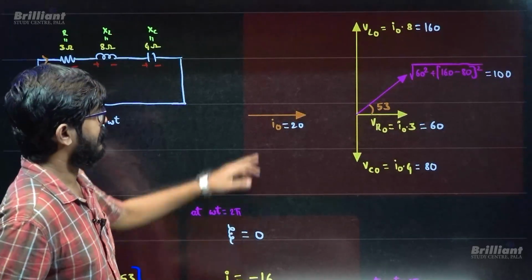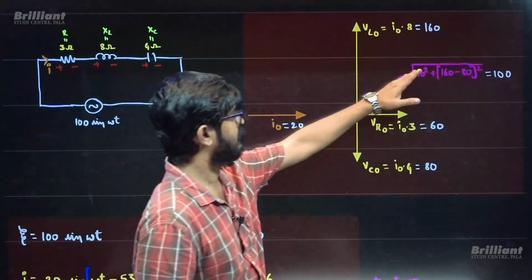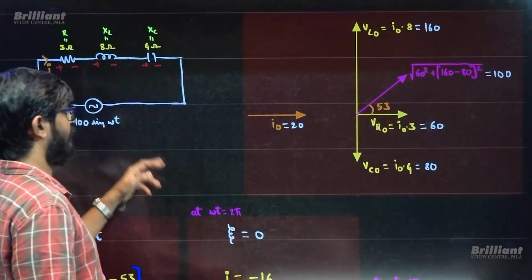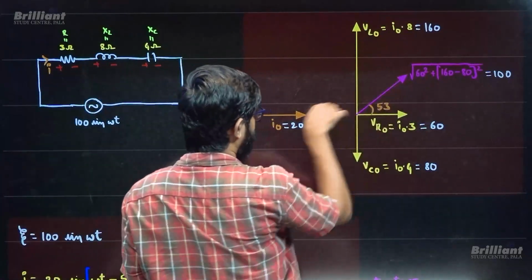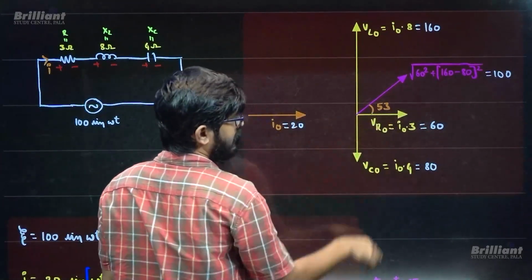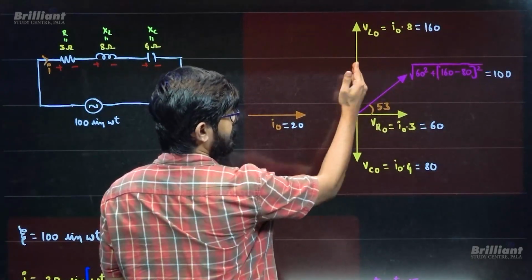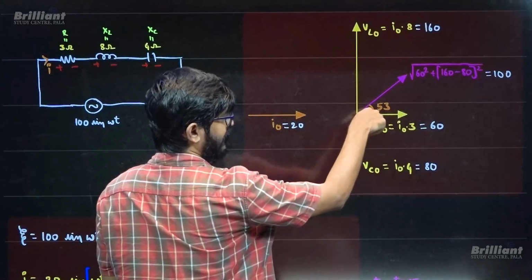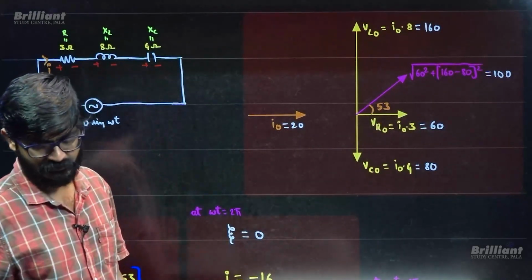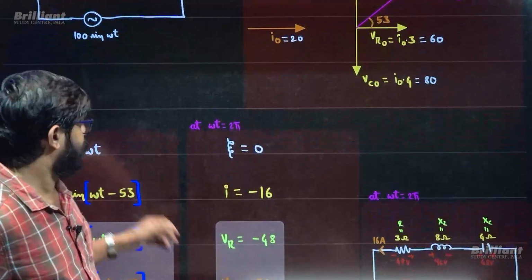Now if I want to write current as a function of time, see, this is the resultant voltage. Resultant voltage was given as 100 sin omega t. With respect to the resultant voltage, current is lagging by 53 degrees. Voltage in the resistor is lagging by 53 degrees. Voltage in the inductor is leading by 37 degrees. Voltage in the capacitor is lagging by 90 plus 53 degrees. So let me go step by step. This is given.